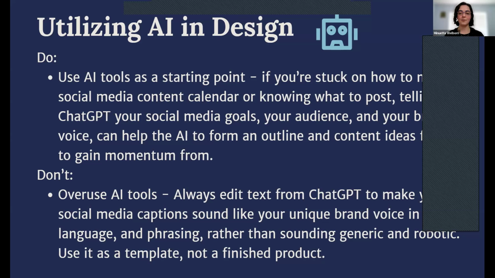Basically, AI is great for forming an outline and getting ideas. It is not good for making the whole post for you. I've made this mistake before. I had it come up with a caption for, I think it was Labor Day. I looked online later, someone else used almost the exact same caption. You really want to be editing everything that AI puts out so that you can put your unique voice into it and really make it your own. So don't overuse AI tools. It's a great tool, but it's a terrible master. Always edit the text to make sure it sounds like you rather than generic. And using it as a template is a good idea.